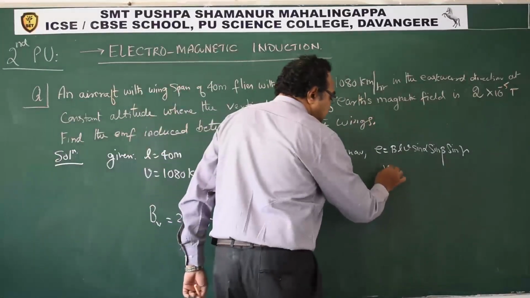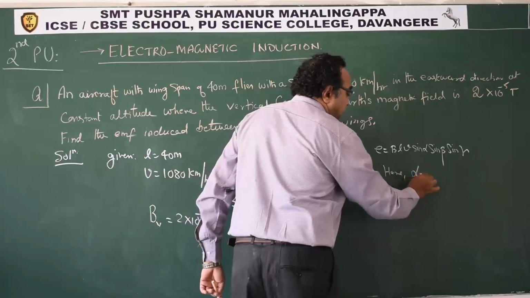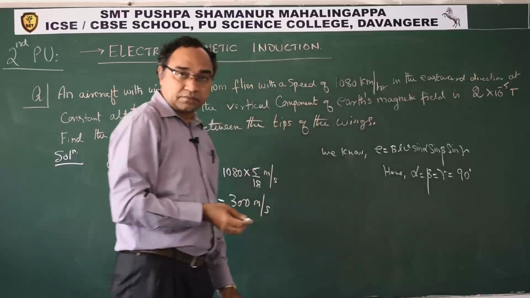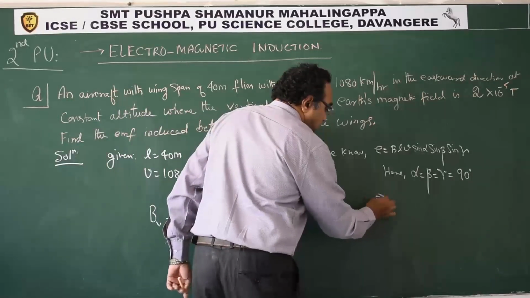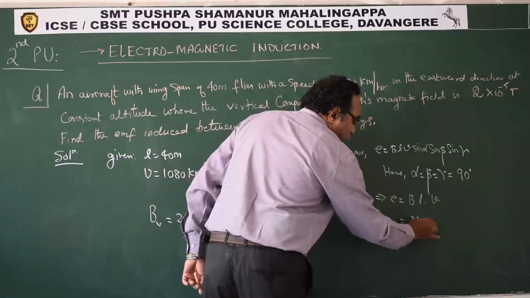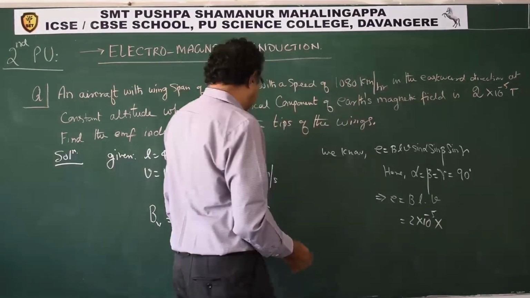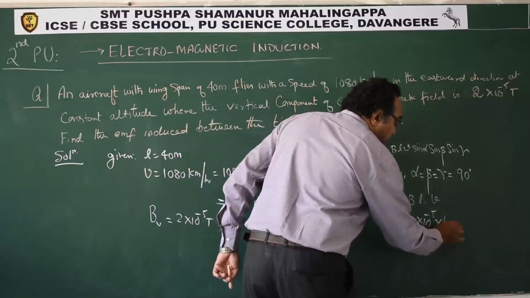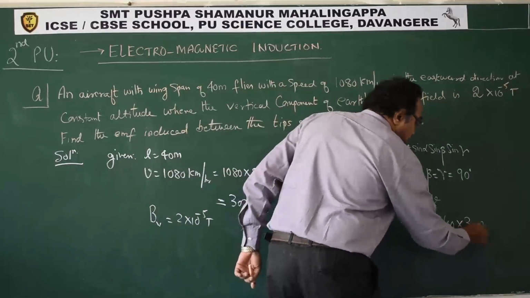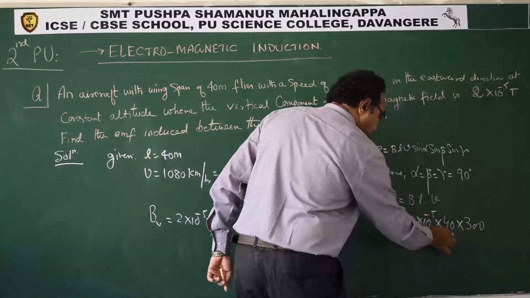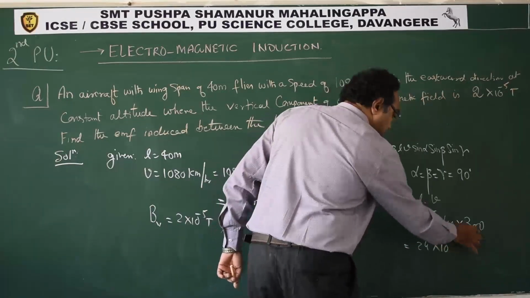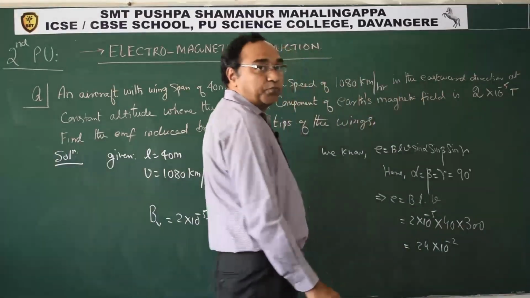Now here, alpha equal to beta equal to gamma, each of them is 90 degrees, as we just saw. So E is equal to BLV. B is how much? 2 into 10 power minus 5. L is 40 and V is 300. So this gives us 24 into 10 power minus 2.